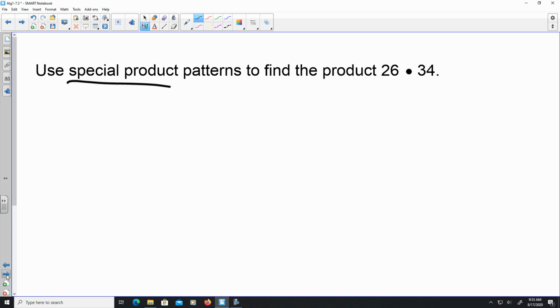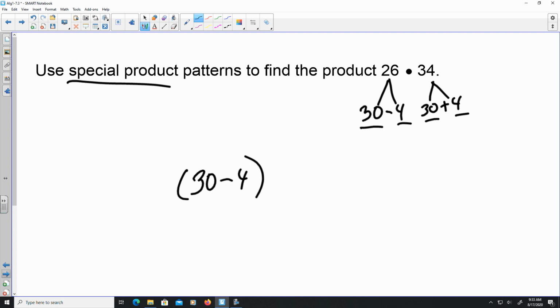So what this means is this. I can rename 26 and call it 30 minus 4. I could rename 34 by saying 30 plus 4. And if you notice, 30 and 30, 4 and 4, I can now use the sum and difference pattern to help me find the product of this. So I can now go 30 minus 4 times the quantity of 30 plus 4.